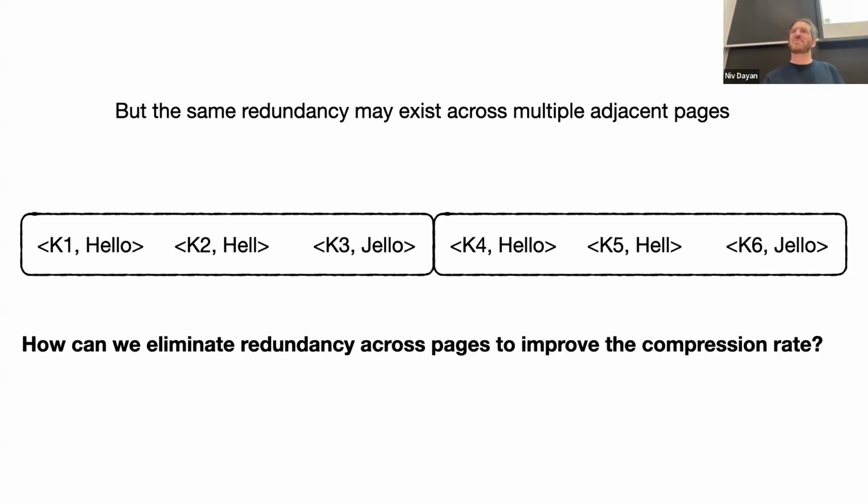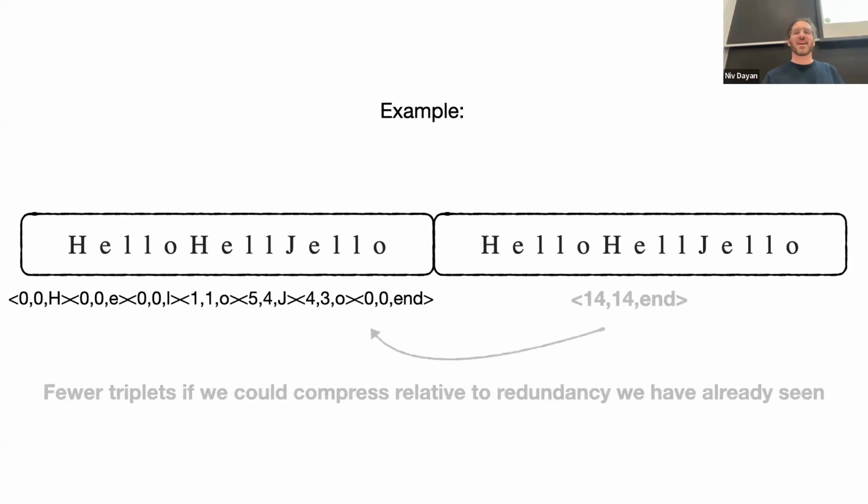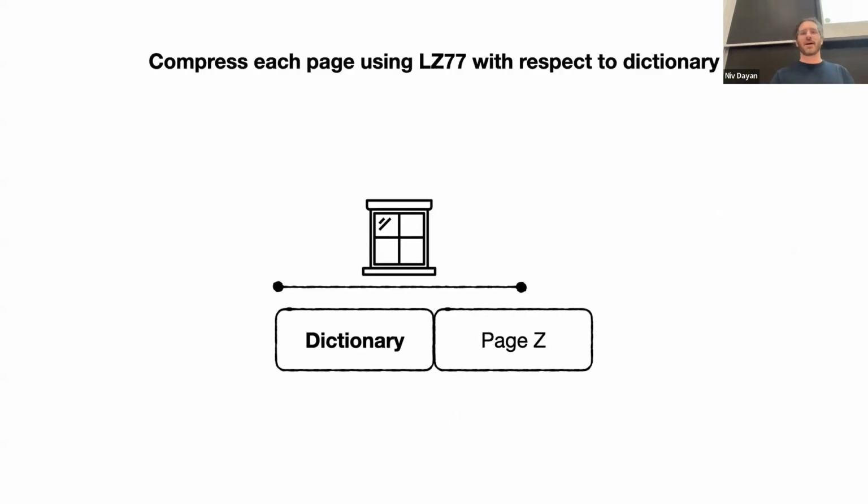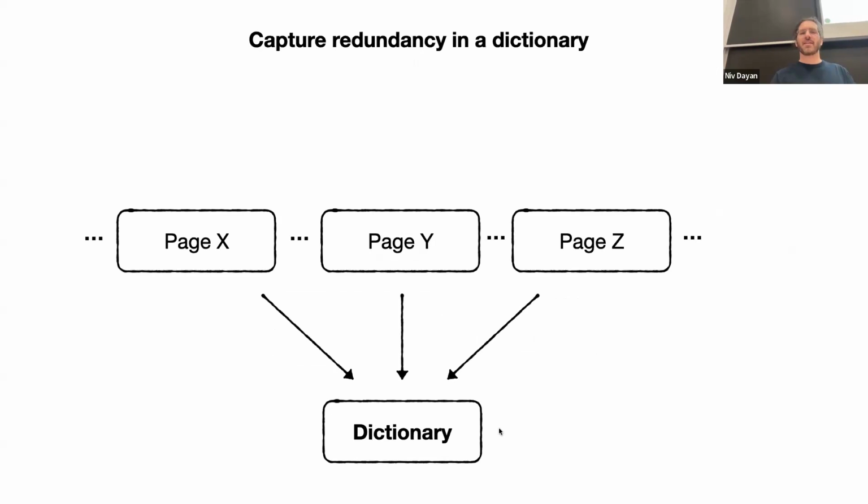Yeah, so we're going to do something like this. The idea is we'll capture redundancy from across different pages in a dictionary. This dictionary will contain a sample of common substrings that exist across all pages. And we're going to create this dictionary when we're constructing. I'll talk more about how we create this dictionary in a moment.